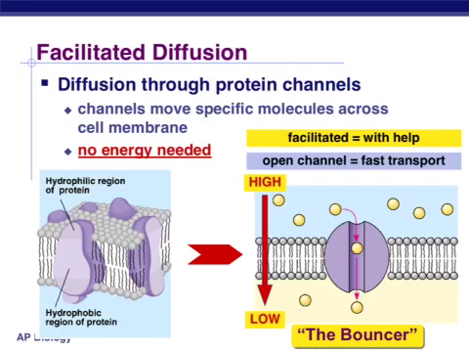So those polar molecules that can't normally diffuse through the phospholipids, they would all diffuse through a channel protein. That would be facilitated diffusion. It's still moving from high to low. It still requires no energy. So it's still a passive process.